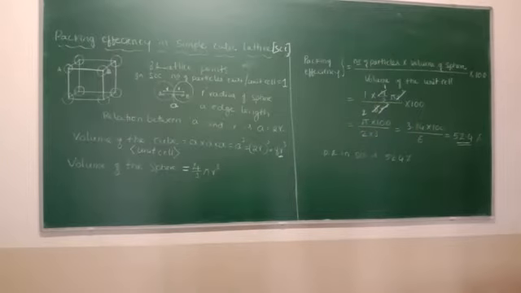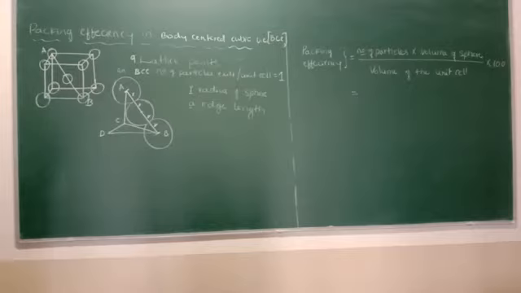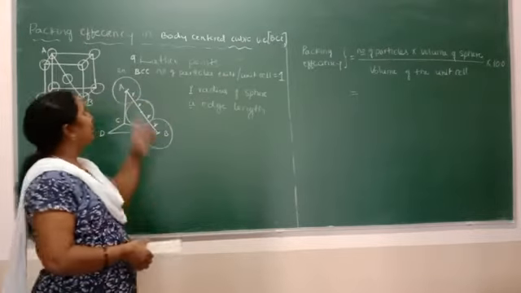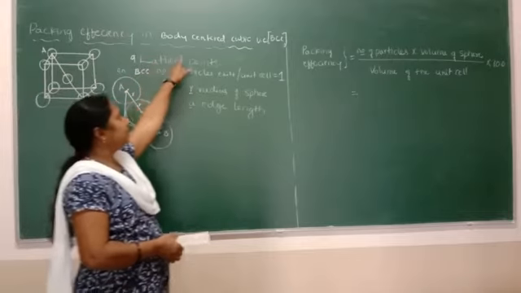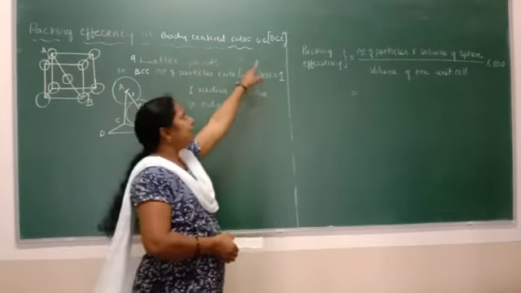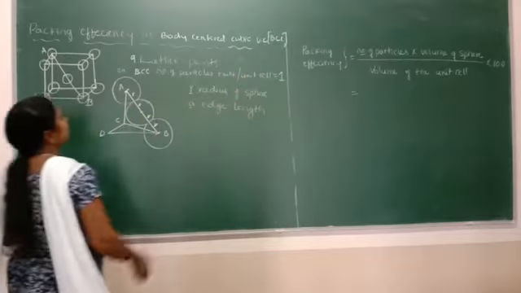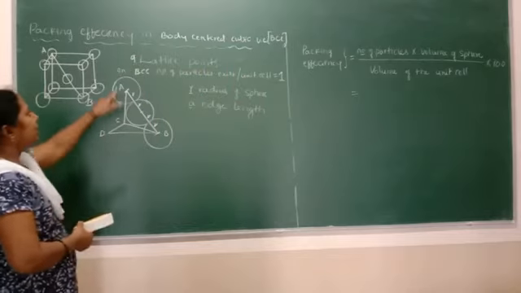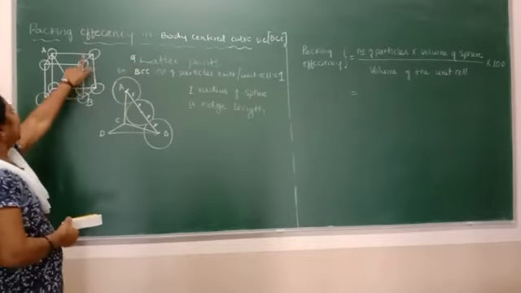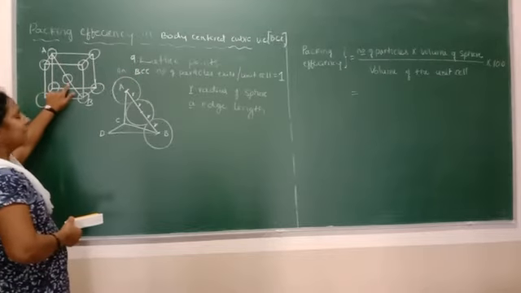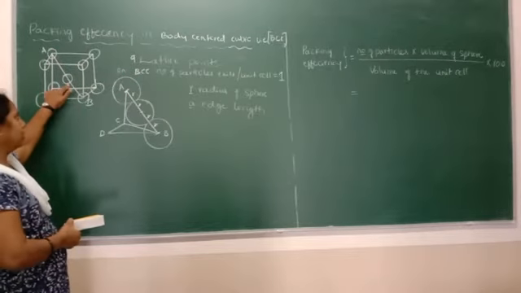Now, that is the calculation of the packing efficiency in case of the second type of grid set, called the body centered cubic grid set, also called BCC. In this case, there are 9 lattice points. Of those 9 lattice points, 8 are arranged at the 8 corners of the unit cell, and one particle exists at the center of the unit cell.